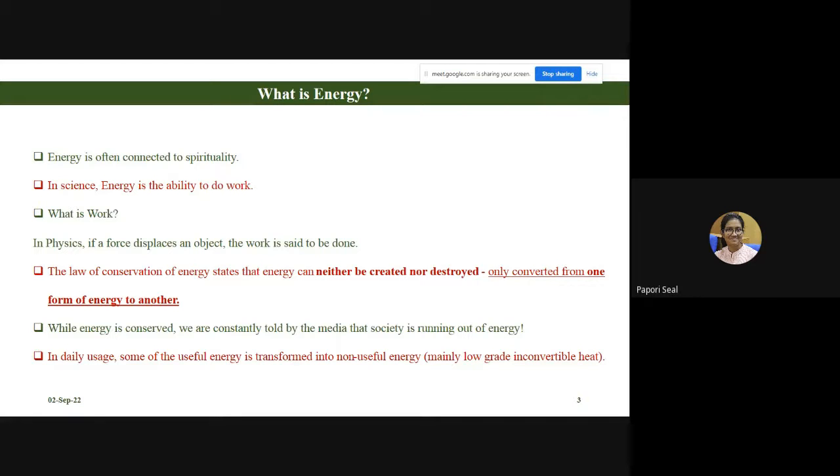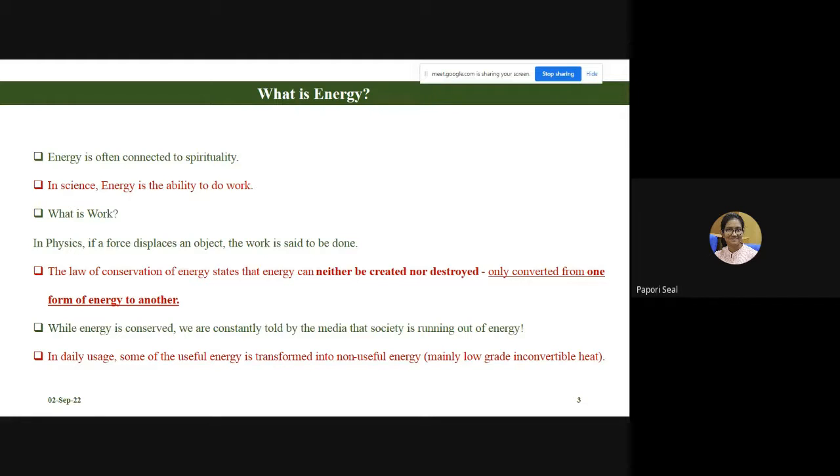Now if energy can neither be created nor destroyed, tell me why media keeps telling us that we are running out of energy. That is, we have to save energy, we should be energy efficient, all this. Now, is the media making fools of us? No. Even if energy can neither be created nor destroyed, it gets converted from one form to another form. Suppose one form is useful for us, but when we use energy for whatever applications we want, it gets transformed to some other form which is not useful anymore. Like, it generally gets converted to low grade, inconvertible heat. So that's how we are losing energy.